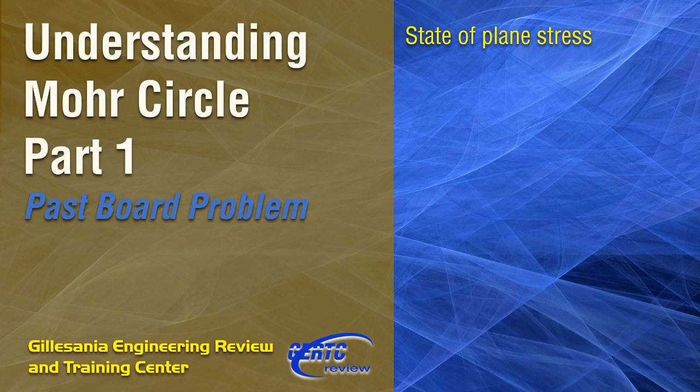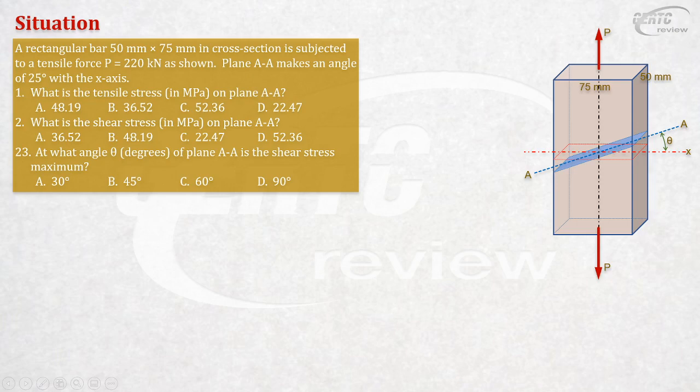Alright, so the problem that we'll be solving is a past board exam. Some of you are very familiar with this. A rectangular bar 50 mm by 75 mm in cross section is subjected to a tensile force of 220 kilonewtons as shown. Plane AA makes an angle of 25 degrees with the x-axis. All right, the questions are, what is the tensile stress in plane AA?